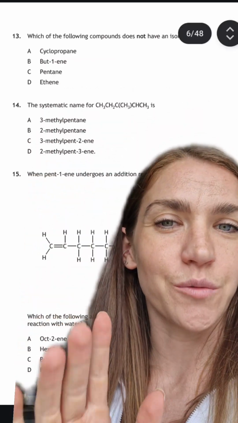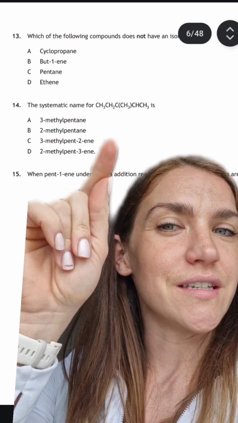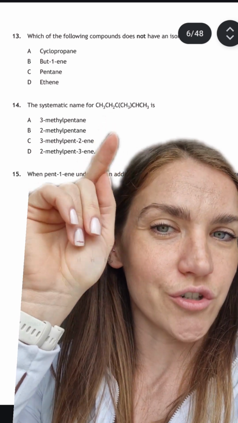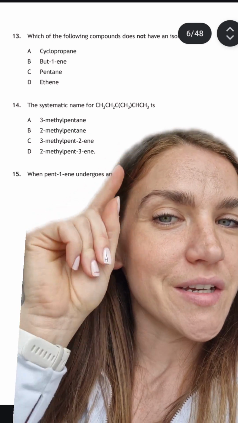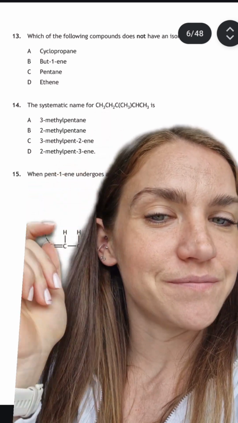And the last thing to watch out for is if you're asked to name a molecule and you're given the shortened structural formula of it, make sure you draw it out fully because there may be a double bond in there that you can't see.